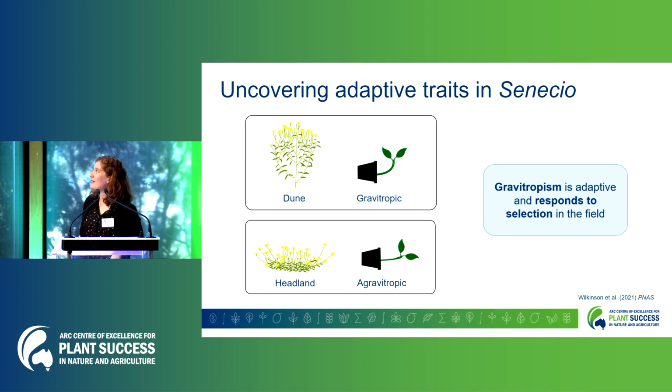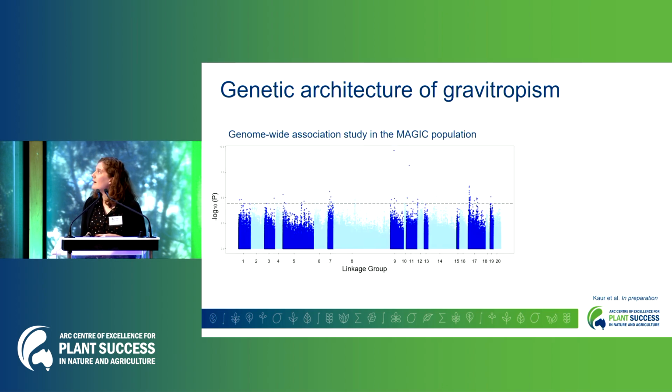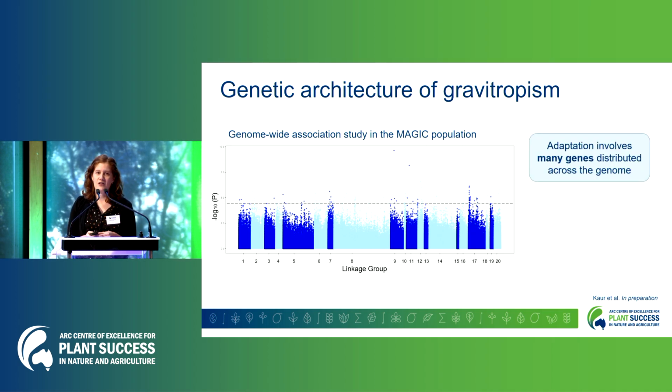So now that we have our adaptive trait, we've been using whole genome sequencing in individuals of that magic population to uncover the genetic basis of it. So we have a genome-wide association study. You've seen a few of these already in the previous talks. Along the x-axis, we have our chromosomes, and effectively any dot that lies above that dashed line is a region of the genome that's associated with gravitropism. So what we're finding is that adaptation is complex. It's not just one or a few genes that seem to be contributing to this adaptive trait, but many genes distributed across the whole genome.